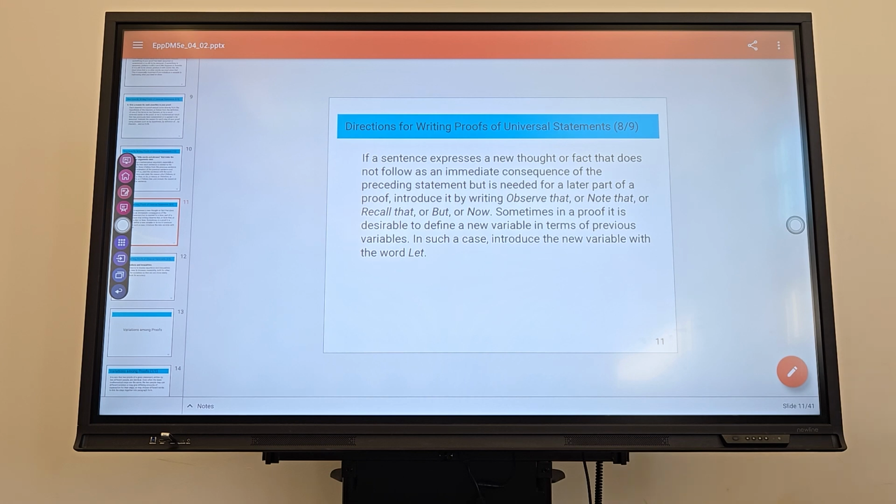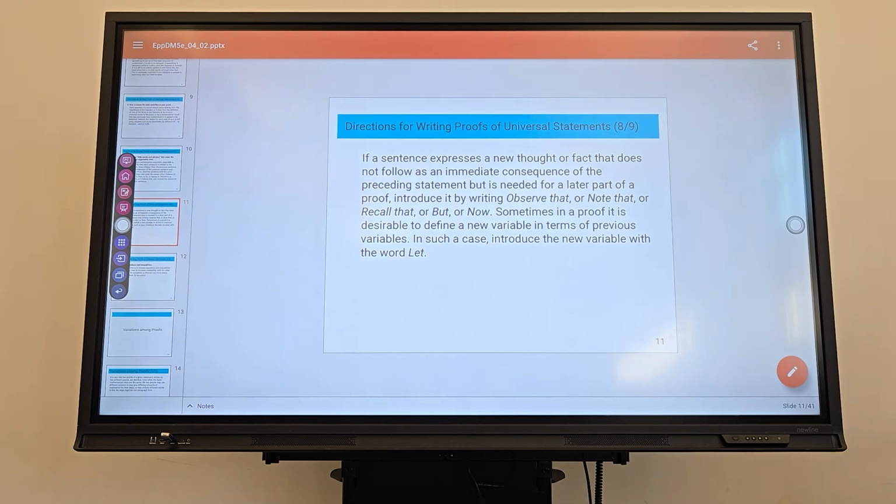If a sentence expresses a new thought that does not follow as an immediate consequence of the preceding statement, but it's going to be needed later, introduce it by writing "observe that," or "note that," or "recall that." Sometimes in a proof it is desirable to define a new variable in terms of previous variables. In such a case, introduce the variable with the word "let."